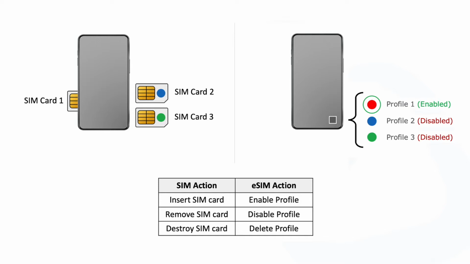Now we can look at the corresponding actions with eSIM profiles. Enabling an eSIM profile is the same action as inserting a SIM card, and you can see here in the diagram that profile 1 is currently enabled, meaning it is active. Disabling a profile is the same as removing the SIM card, making it inactive, and deleting a profile removes it from the eUICC, freeing up space for other eSIM profiles to be downloaded.